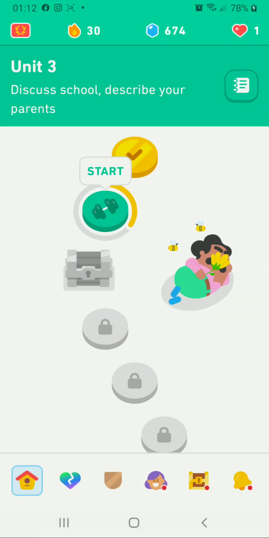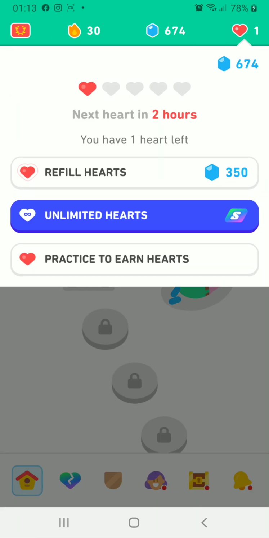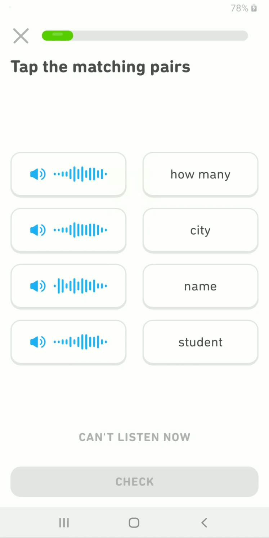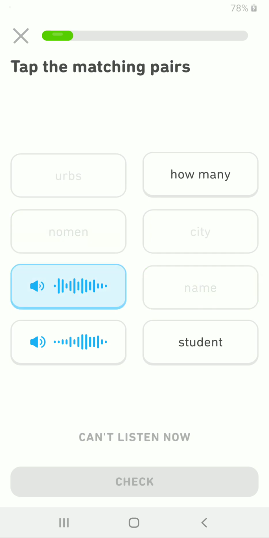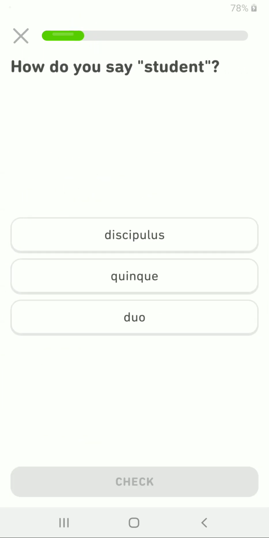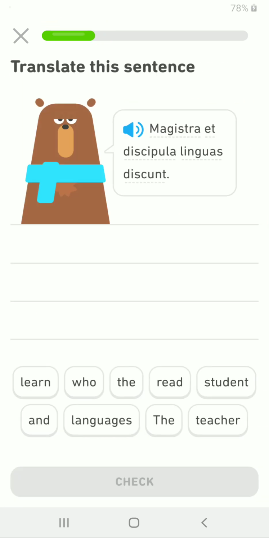That's also good. And what should we do? I think we should do some practice because we lost, I think, like 3 hearts in one lesson, which is not good. Urbs is a city. Nomen is name. Discipulus, student. So student, discipulus, we know this.